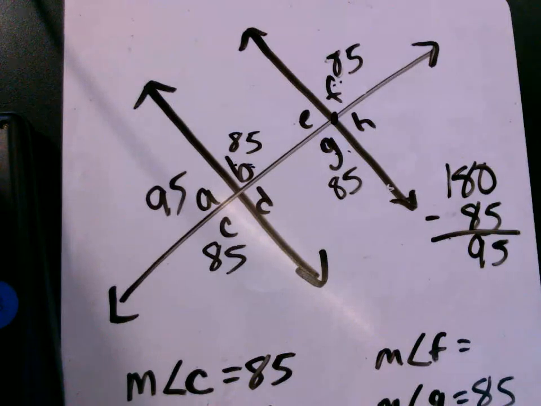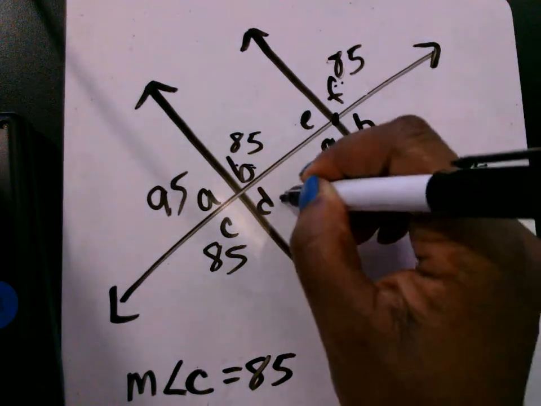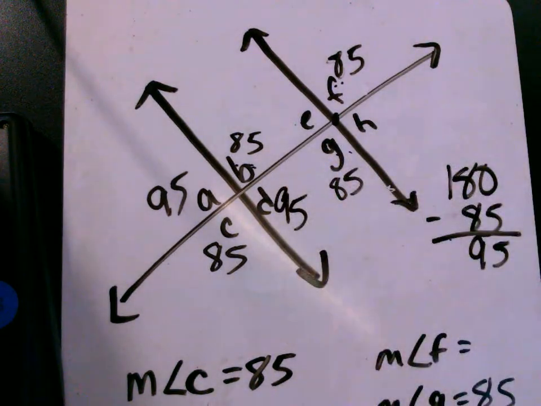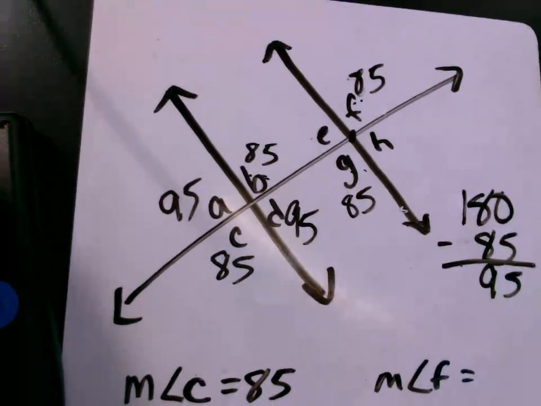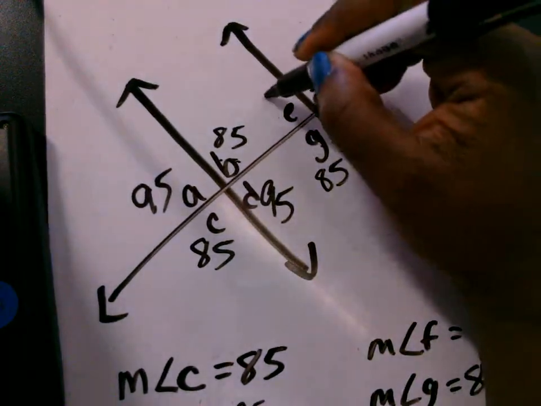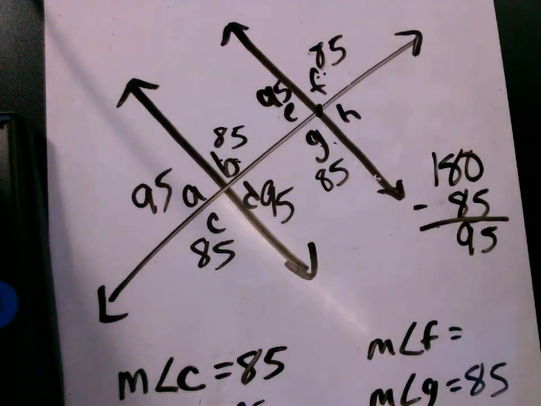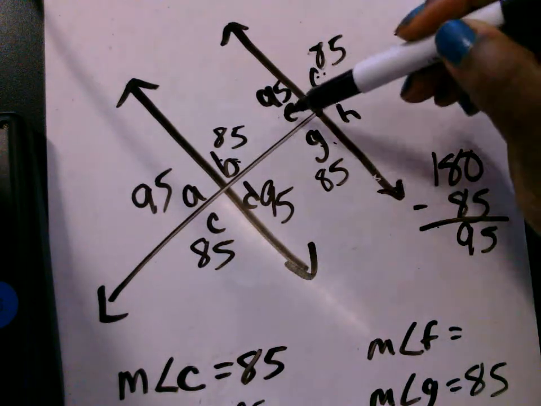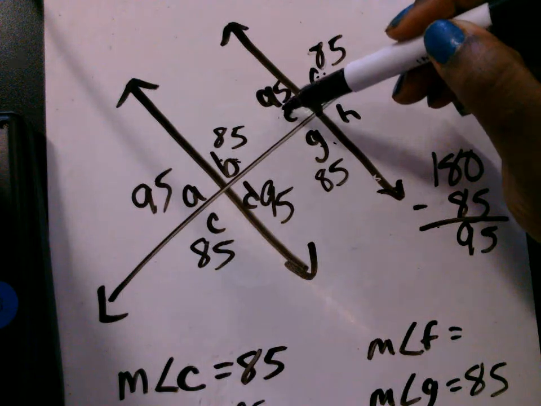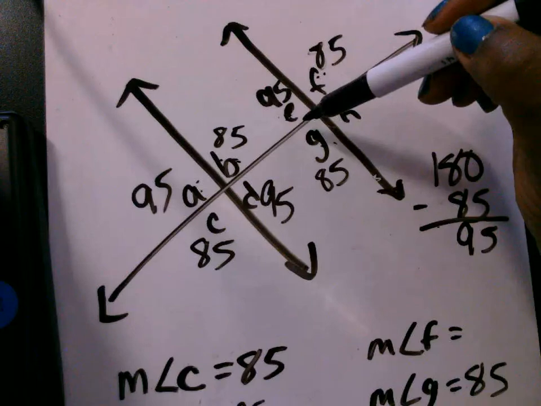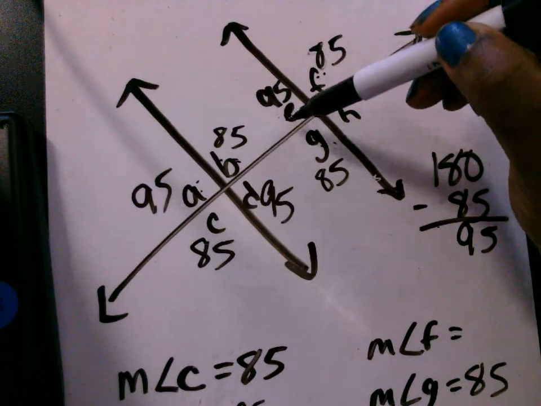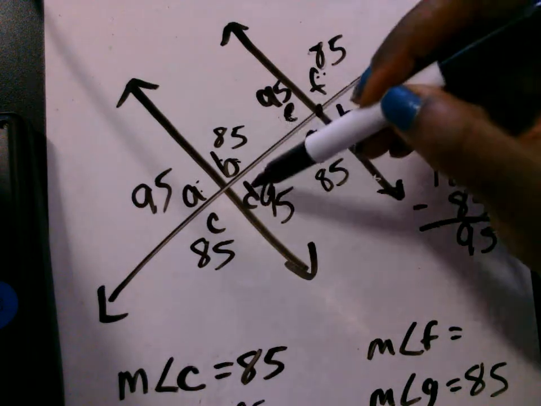What else is 95? Somebody different. What else is 95, Haley? D. Why is D 95? Because it's vertical. Okay, E is 95. How do you know E is 95? What does E correspond with? A. E corresponds with A. Very good. And what is the relationship between E and D?